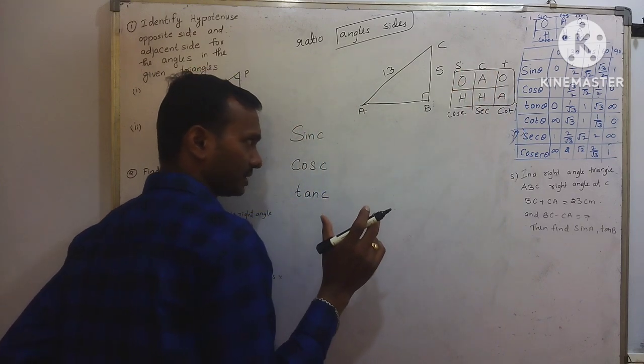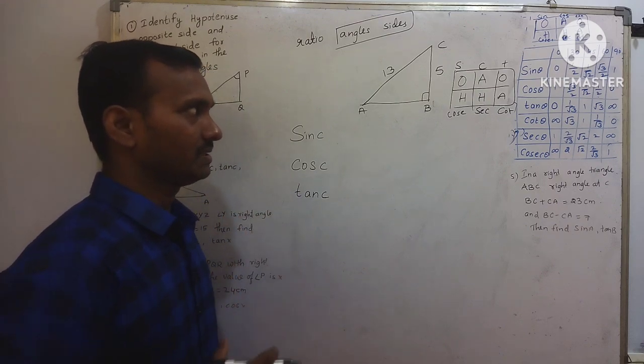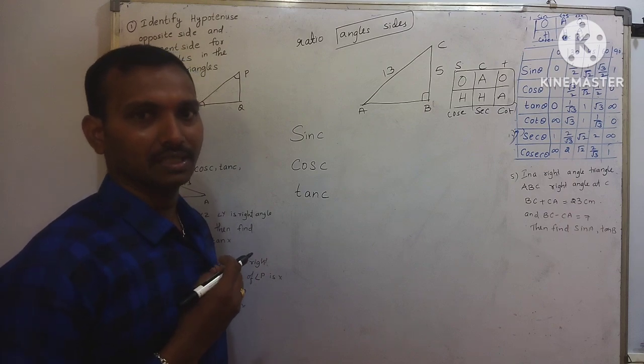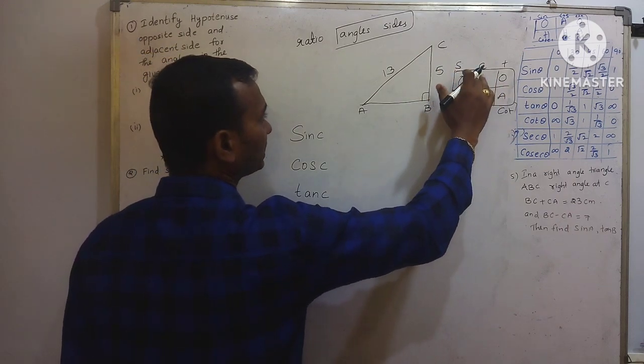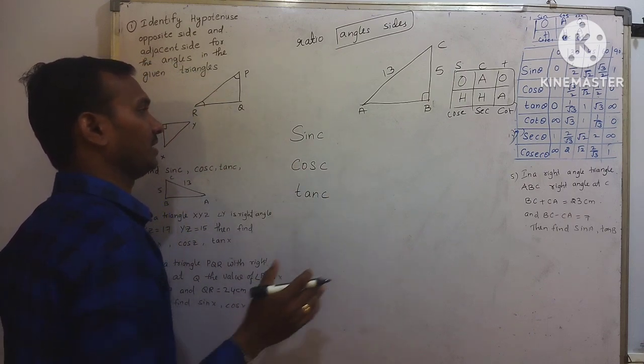O means opposite side. H means hypotenuse. A means the adjacent side. H means hypotenuse. O means opposite. A means adjacent. From that, we can derive our 6 trigonometric ratios.